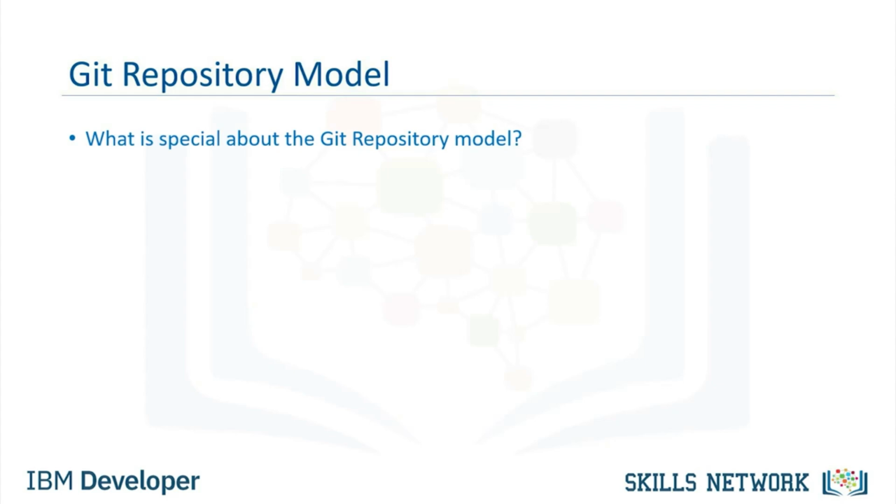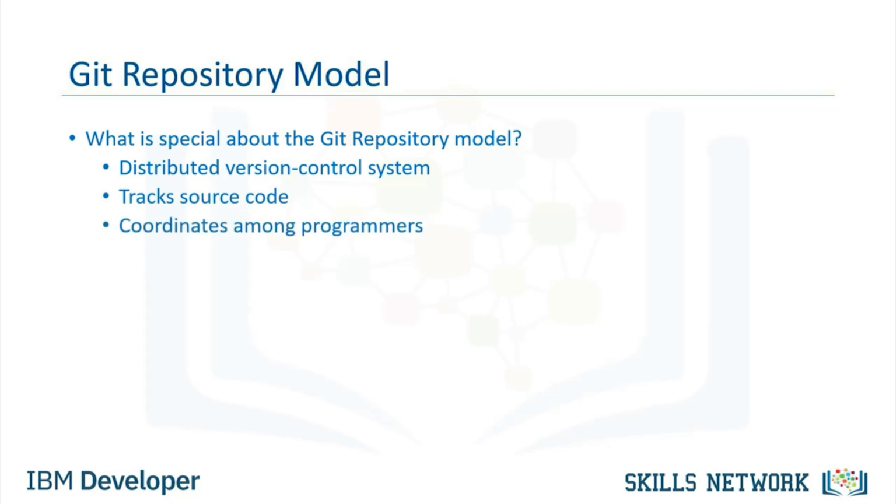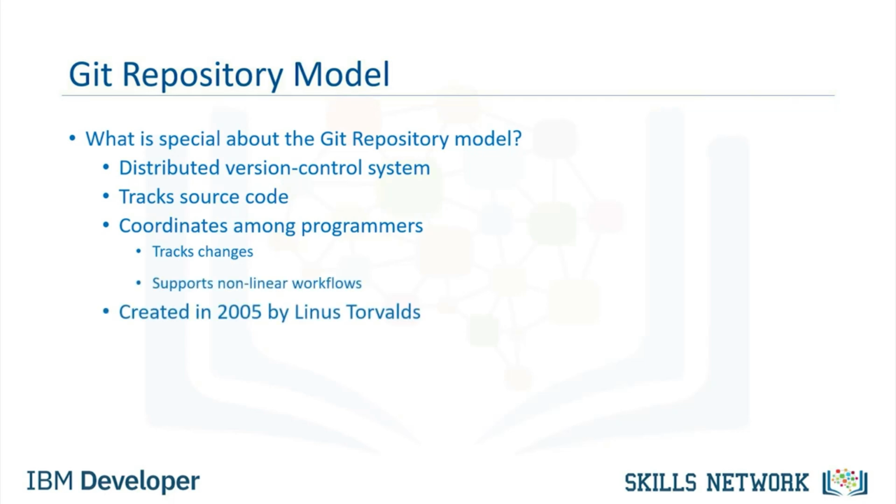What is special about the Git repository model? Git is designed as a distributed version control system, primarily focused on tracking source code during development. It contains elements to coordinate among programmers, track changes, and support nonlinear workflows. It was created in 2005 by Linus Torvalds for distribution of Linux kernels.